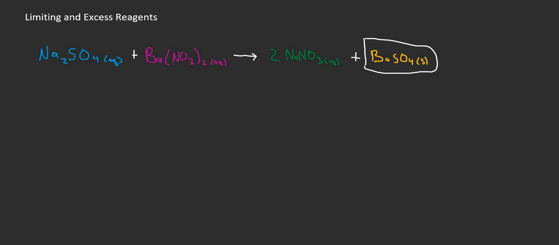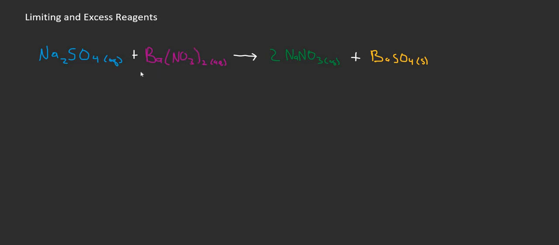So anyway, fun facts aside, what exactly is a limiting and excess reactant? Well, we know that here we have 2 reactants. We have this sodium sulfate and we have this barium nitrate. Both of these reactants are being used to produce this barium sulfate. They're both contributing ions to this product. The barium is being taken from the barium nitrate, and the sulfate is being taken from the sodium sulfate.